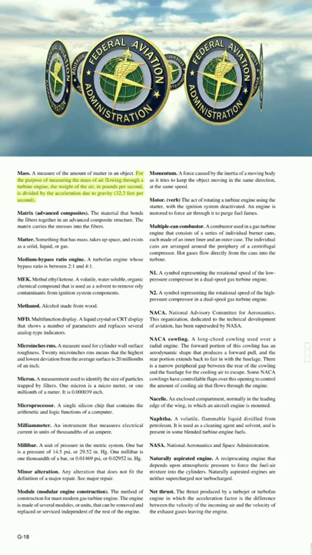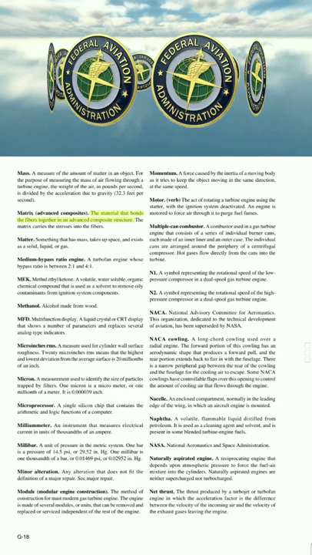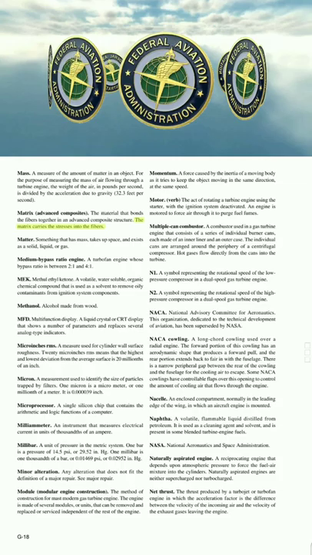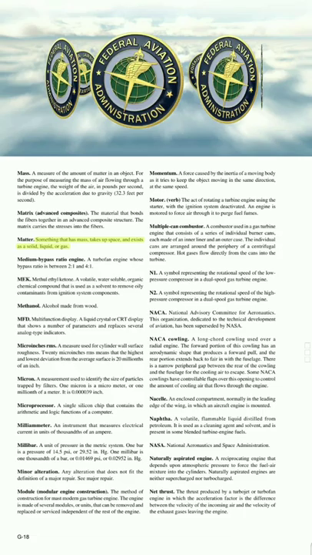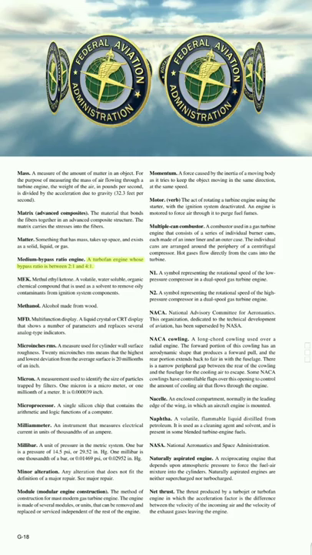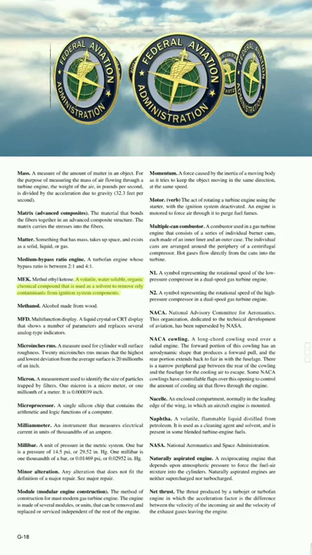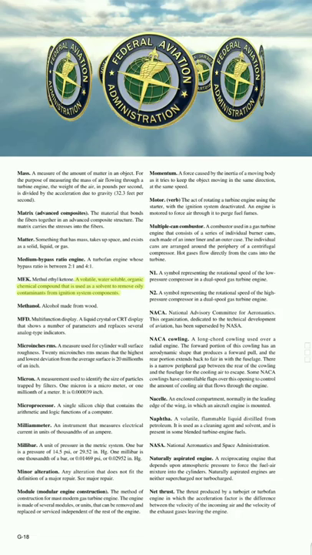Matrix, advanced composites. The material that bonds the fibers together in an advanced composite structure. The matrix carries the stresses into the fibers. Matter. Something that has mass, takes up space, and exists as a solid, liquid, or gas. Medium bypass ratio engine. A turbofan engine whose bypass ratio is between 2:1 and 4:1. MEK. Methylethylketone. A volatile, water-soluble, organic chemical compound that is used as a solvent to remove oily contaminants from ignition system components. Methanol. Alcohol made from wood.